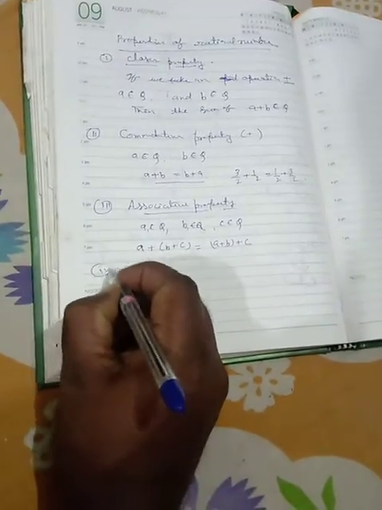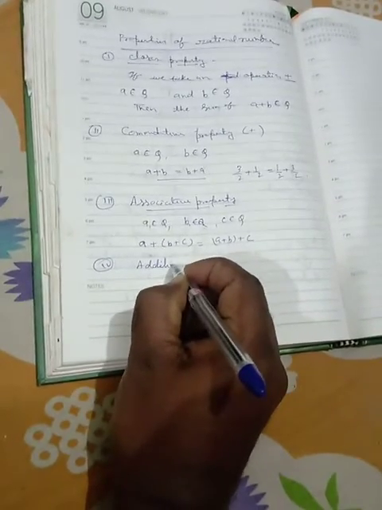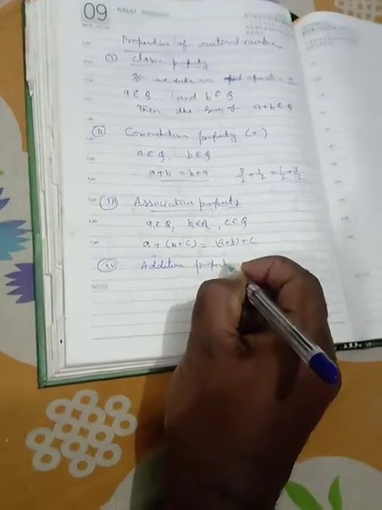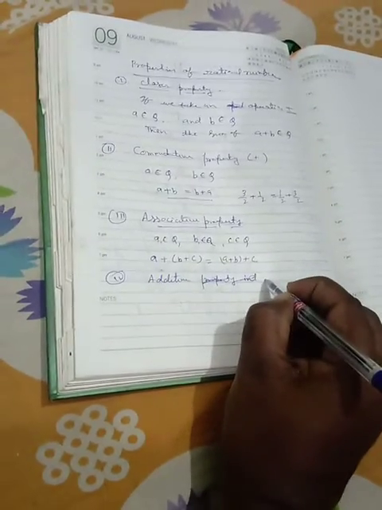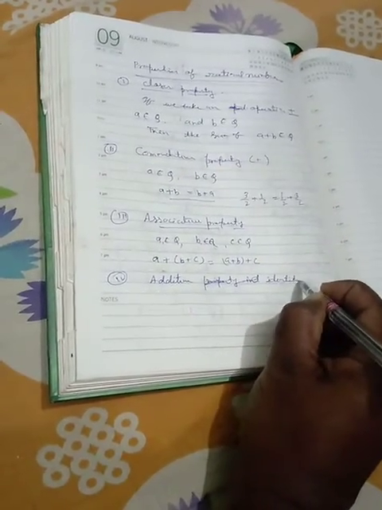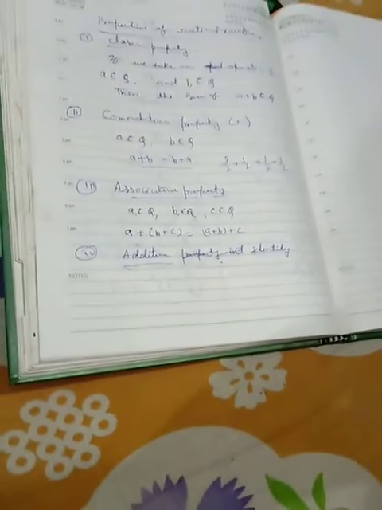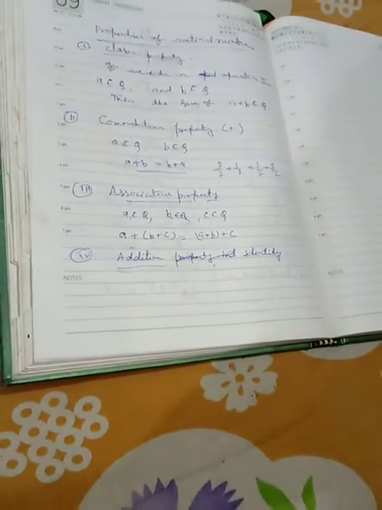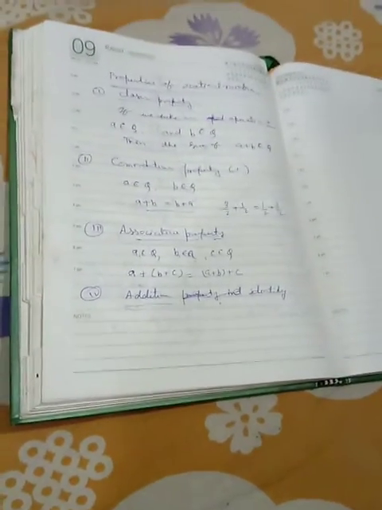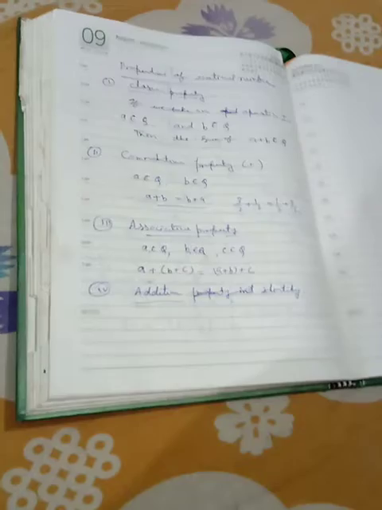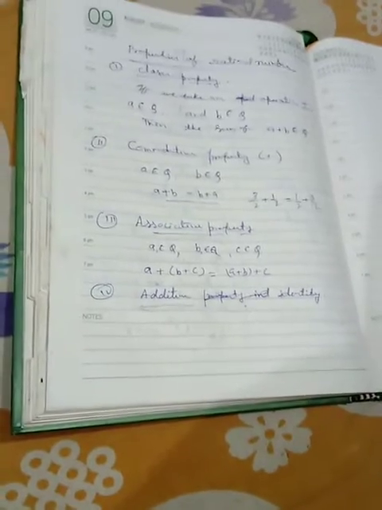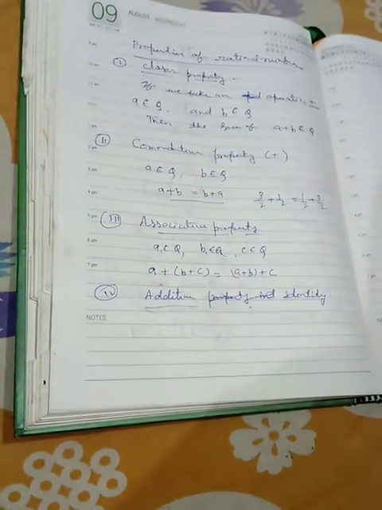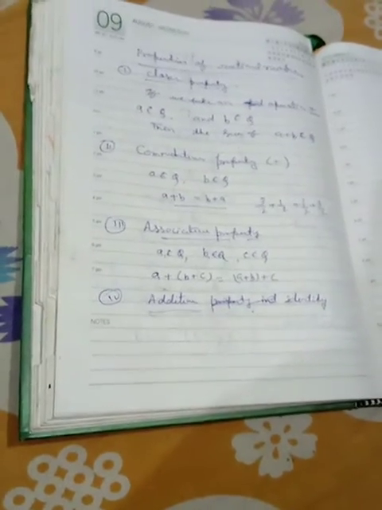Now, the fourth property, additive identity. What do you mean by additive identity? Look here, this is a very important thing. Additive identity means there is a number in which if we use any operation, addition, subtraction, multiplication, or division, in each and every case, when we operate with additive identity, we get the same number.